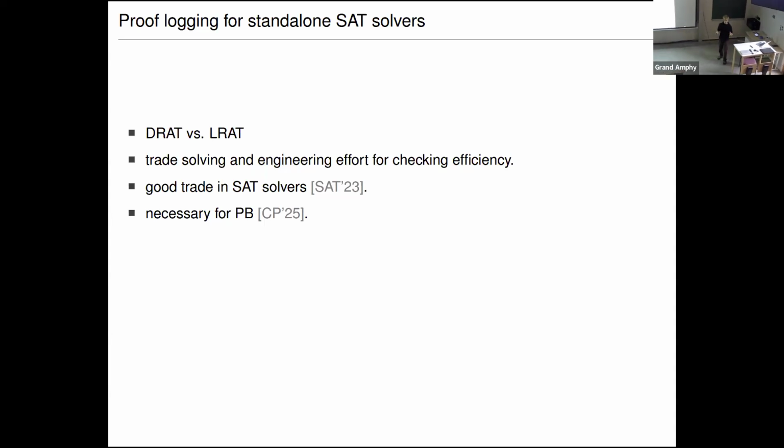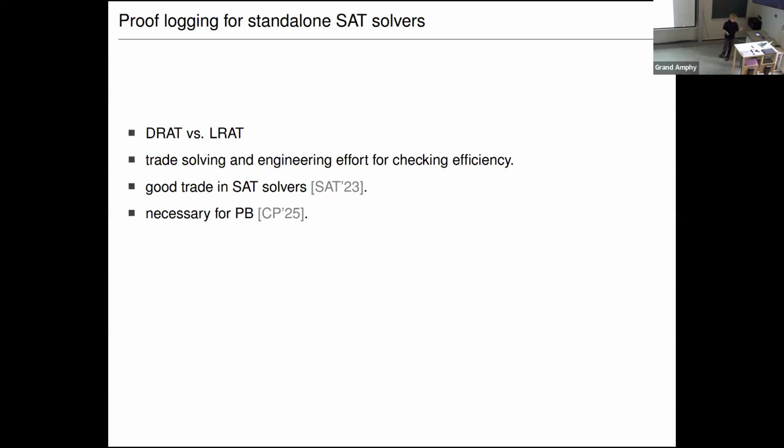And of course, we saw some examples yesterday, where we have the RUP semantics, and then we can annotate it with hints, and then we can check it a lot faster. We get this trade-off between engineering effort in the solver and the checking speed at the end. This, I claim, turns out to be a good trade in SAT solvers. So you can certainly do this for MiniSat. We got the remark yesterday, if you do it in MiniSat, it's really simple.